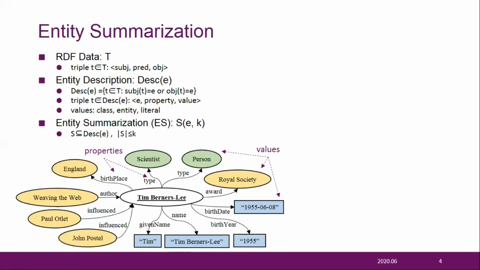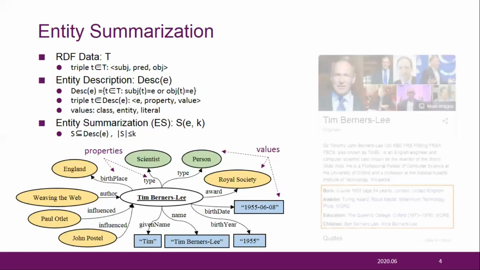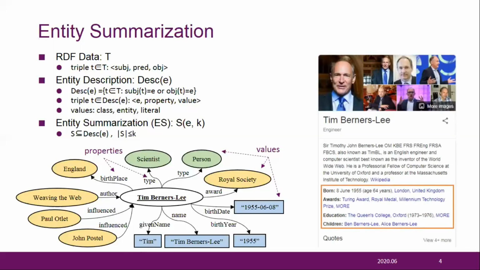Given an entity E and a size constraint K, the task of entity summarization is to select a subset of tuples from the entity description of E and satisfy the size constraint of containing at most K tuples. This summary is presented to end users to satisfy users' information needs. Entity summarization supports a multiplicity of applications, like entity cards displayed in search engines.